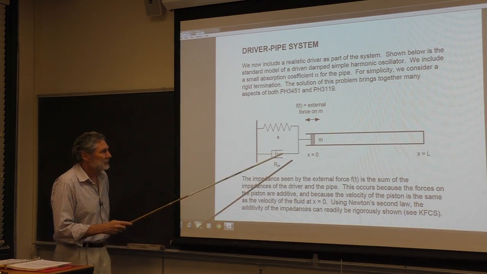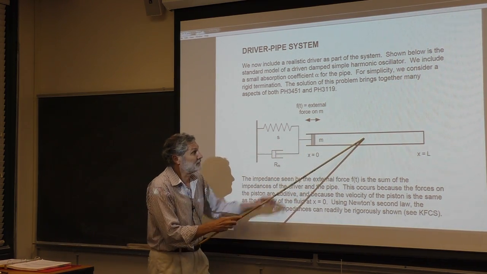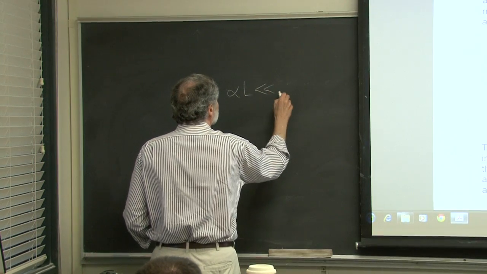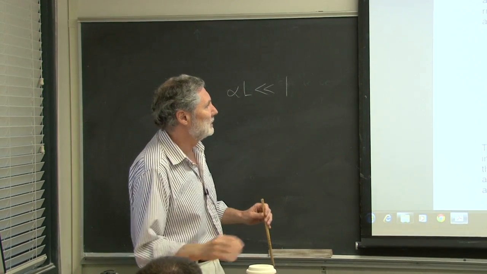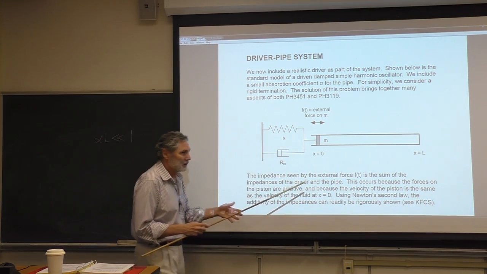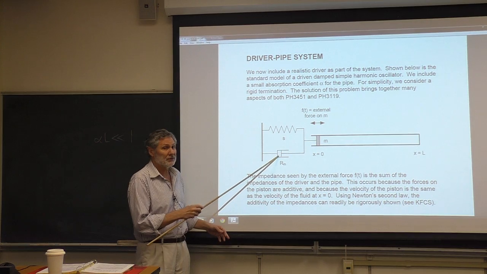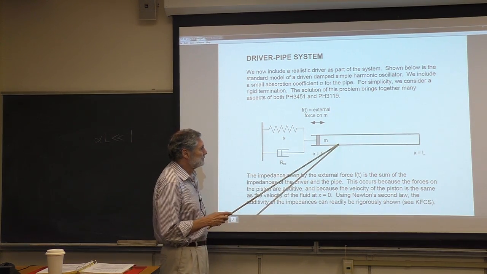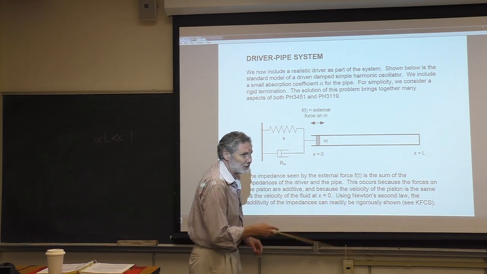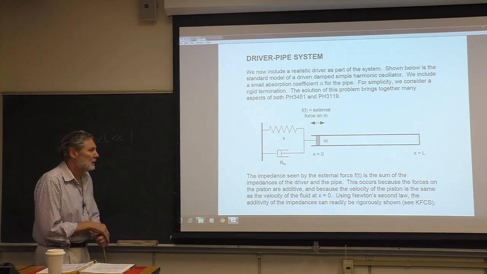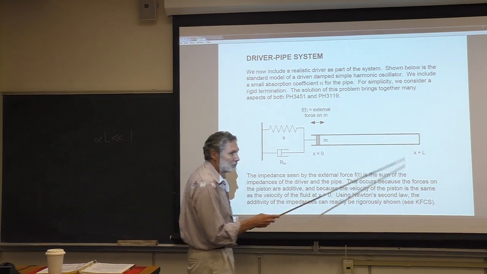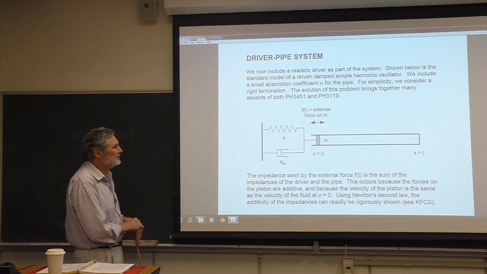For simplicity, because we have weak dissipation, and weak incidentally means the absorption coefficient times the length of the pipe is much less than 1. Because we have the weak absorption, we now have a realistic model. We have dissipation here too, incidentally. But because of that, we're just going to take the simplest case of a rigid termination, the simplest terminating impedance. And we'll see that that's complicated enough.